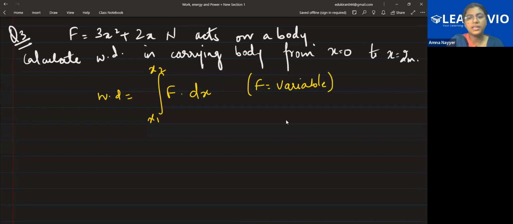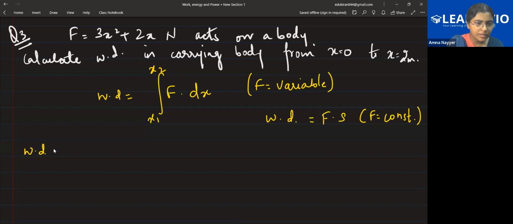And remember, we use the formula work done is equal to F dot S only when our force is constant. All right. Now, simple integration, all of you know. Work done, yes. Force, I'll put it as 3x squared plus 2x, this term dx from 0 to 2.